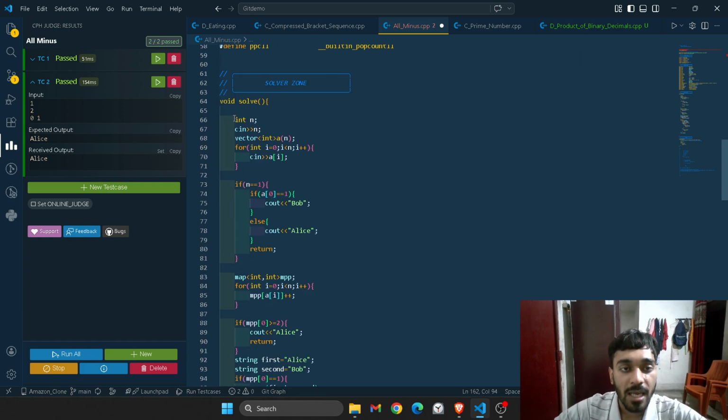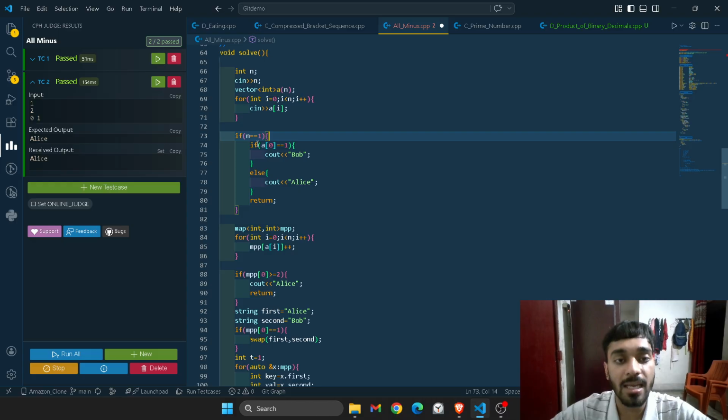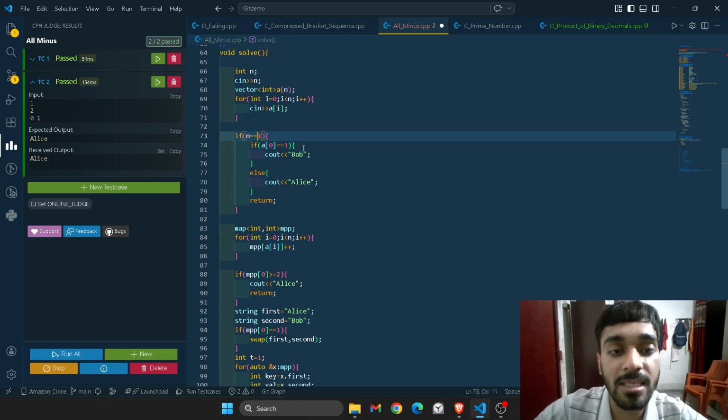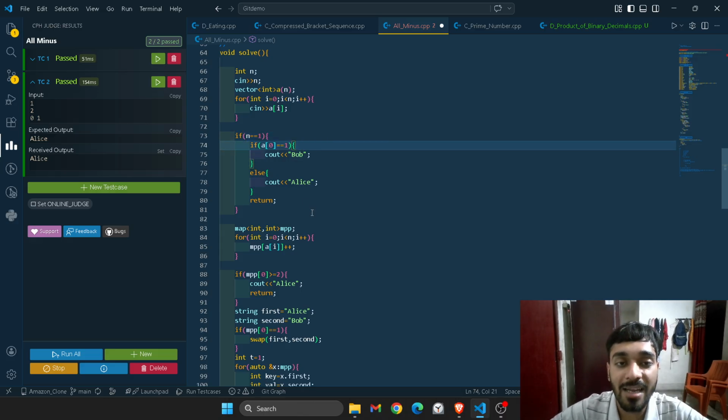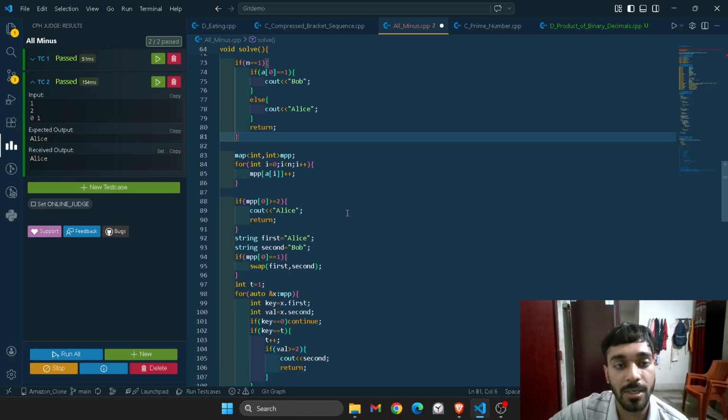So what I have done, I have taken the array as the input. Then the obvious case: if n is equal to 1, this is a special case where the array contains a one, then I have no choice. I have to make it 0, and the next person will come and remove it, so Bob will win. This is the first case that I thought of, so that's why I hard coded it.